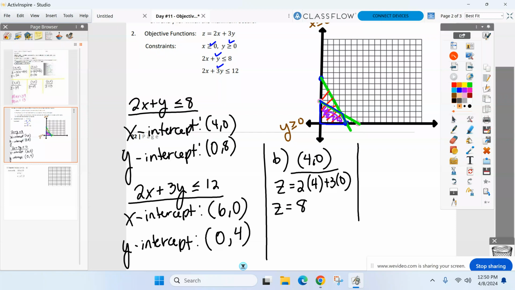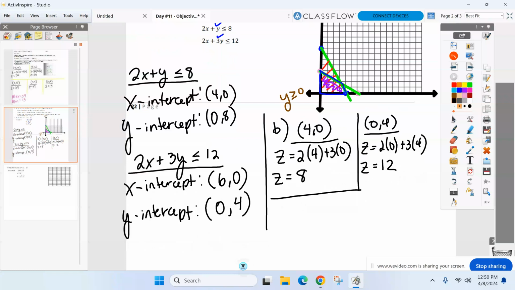Another point you're confident in if you use the straight edge. 0, 4. I like that one. 0, 4. Two times 0 plus 3 times 4. So it looks like I get a Z value of 12. All right, 2 more points. Another one you definitely should be confident in. 0, 0. 0, 0, right at the corner, right?